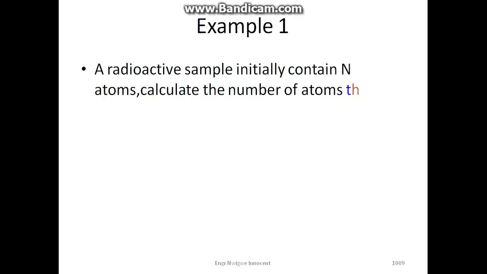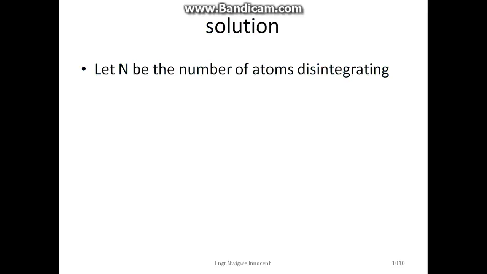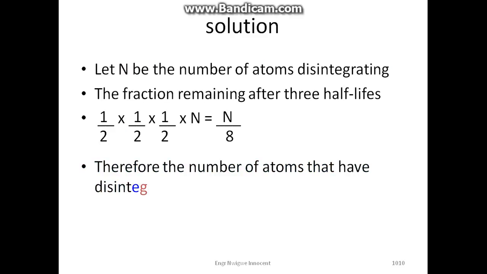Example 1. A radioactive sample initially contained N atoms. Calculate the number of atoms that have disintegrated after 3 half-lives. Solution. Let N be the number of atoms disintegrating. The fraction remaining after 3 half-lives, 1 over 2 times 1 over 2 times 1 over 2 times N, is equals to N over 8. Therefore, the number of atoms that have disintegrated is equals to capital N minus N over 8, which equals to 3N over 8.